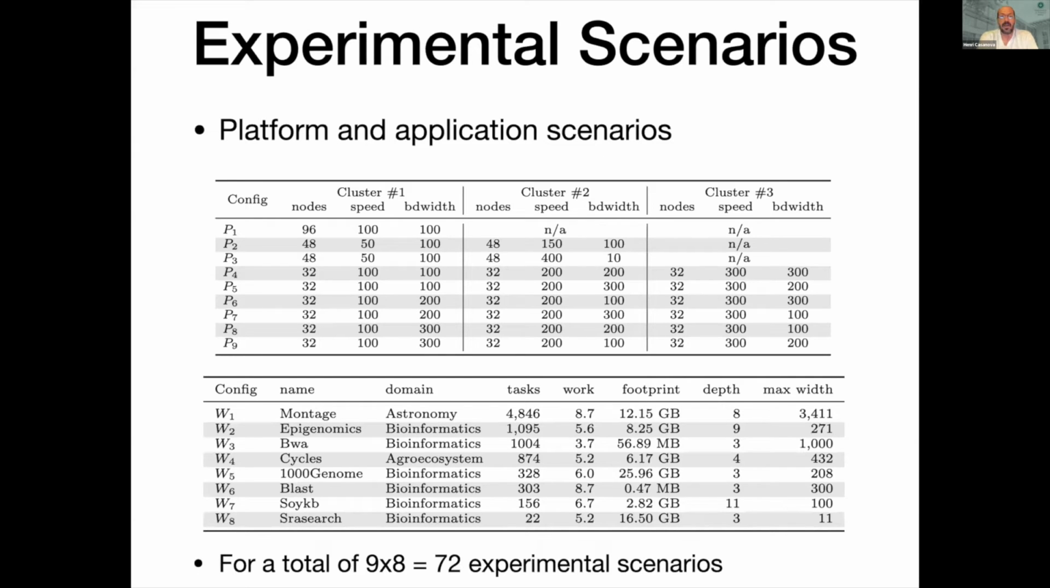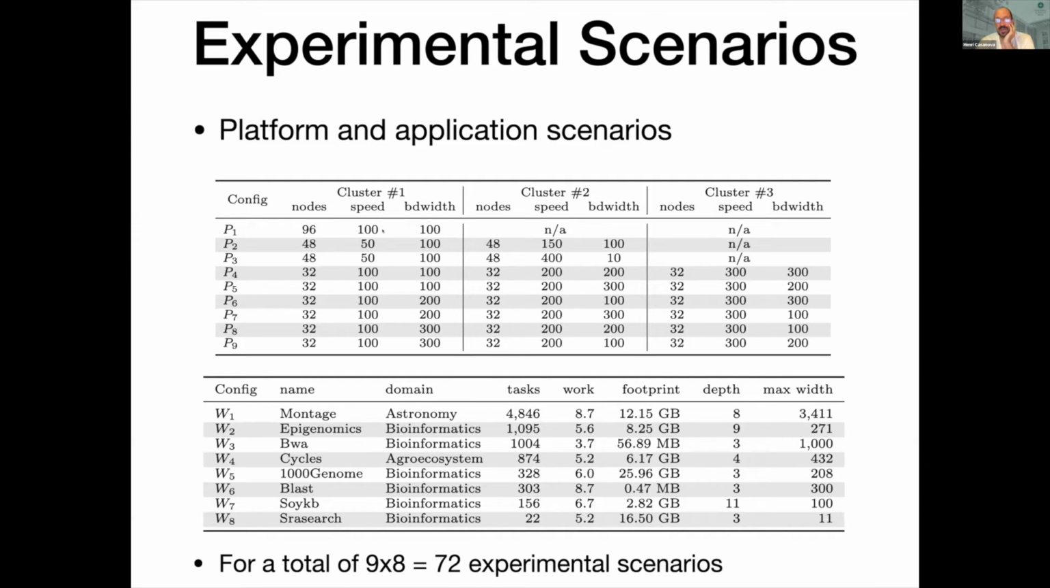And so let's do that again. Here again, I'm putting my scheduling researcher hat on, and I'm trying to come up with what I could write in a paper about scheduling. So here are scenarios. The table at the top shows 9 arbitrary platform scenarios. Looking at the first row here, configuration P1 has 1 cluster in it, and that cluster has 96 nodes. The speed is 100, the bandwidth is 100.